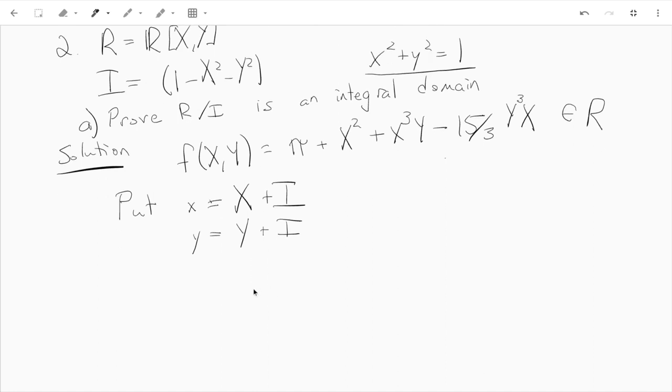What I want to focus on right now is, in the end we have to prove that R mod I does not have any zero divisors, but we need a convenient way to represent the things in R mod I, and that's what I want to focus on in this video. So I have this claim.